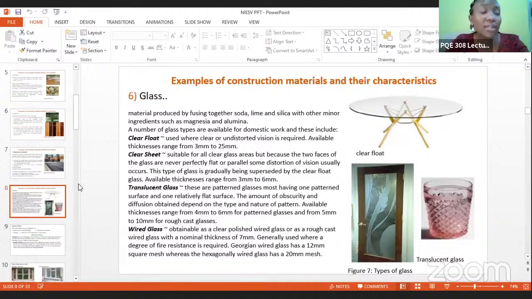I'm sure we have our study pack, so we can go back to our study pack and go through the notes. We have our clear float. We have a translucent glass. These are patterned glasses, so they are not transparent, just as the name implies. We have a wired glass. So please, I want you to read these particular types of glass very, very well.